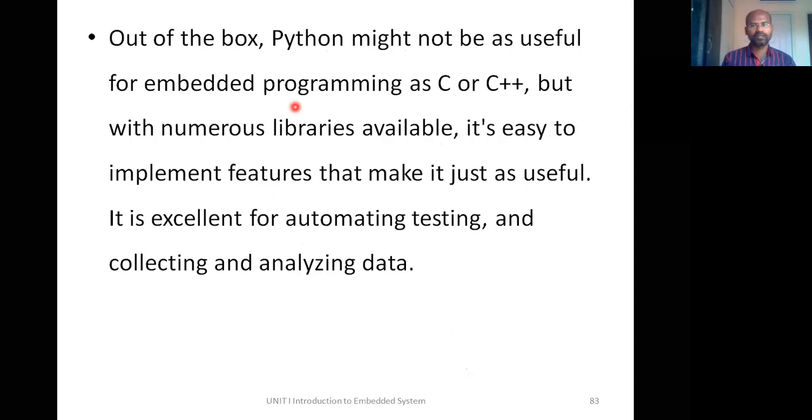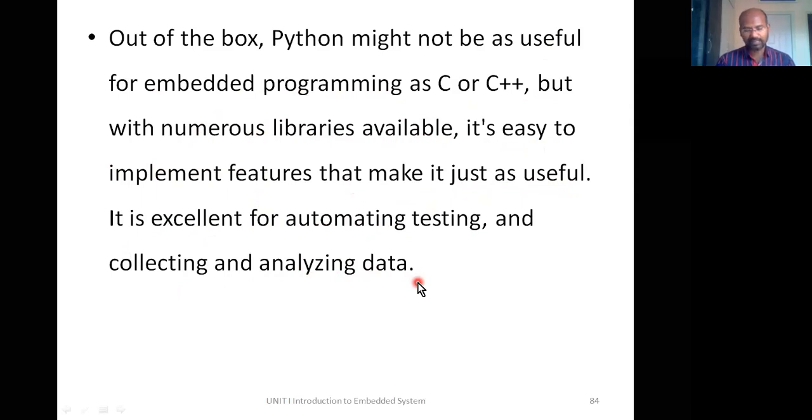Out of the box, Python might not be as useful for embedded programming as C or C++, but with numerous libraries available, it is easy to implement features that make it just as useful. It is excellent for automating, testing, and collecting and analyzing data.